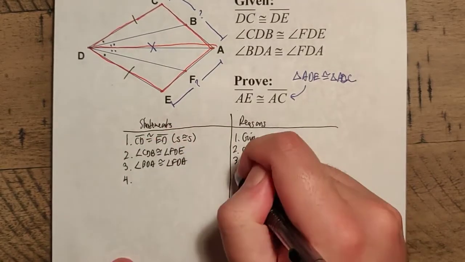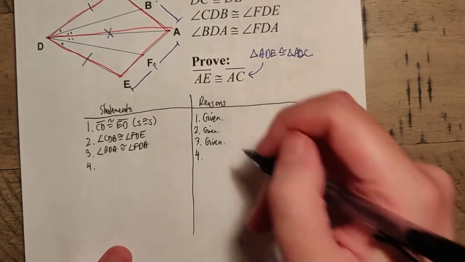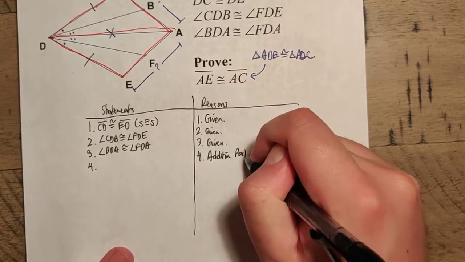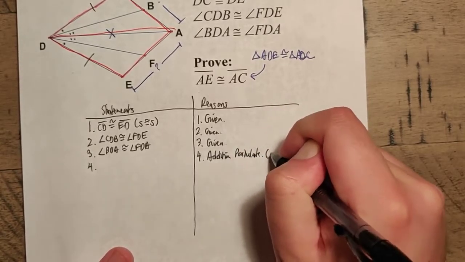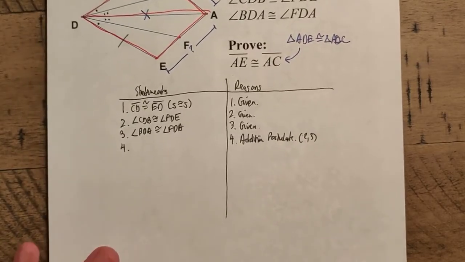So now we're just going to add together. So we're going to add steps 2 and 3 together, and we're going to use the addition postulate here. So I'm going to go ahead and write this out. This is going to be our addition postulate on steps 2 and 3 here. We're going to add those together. So now we can go ahead and put this one together.